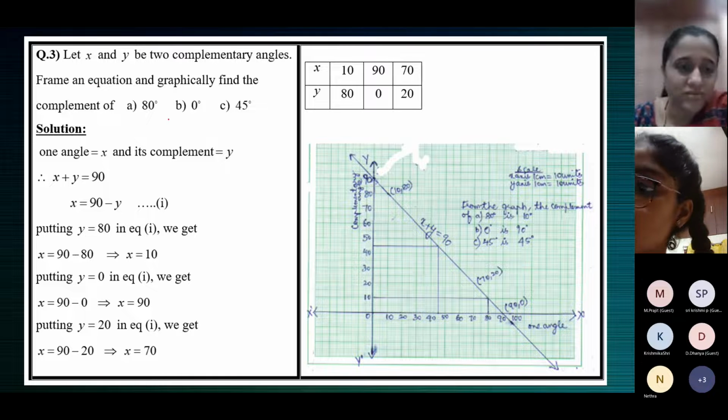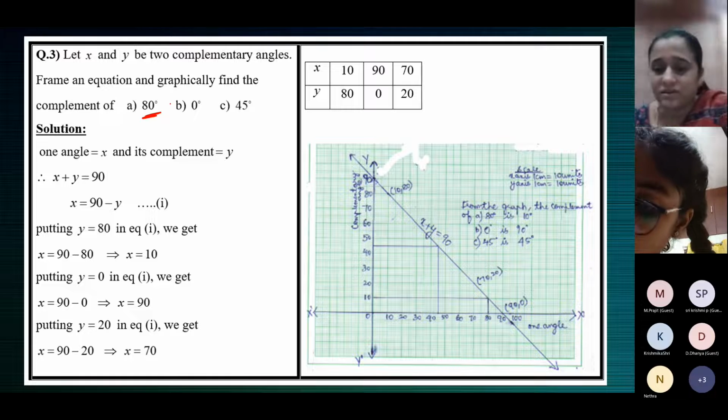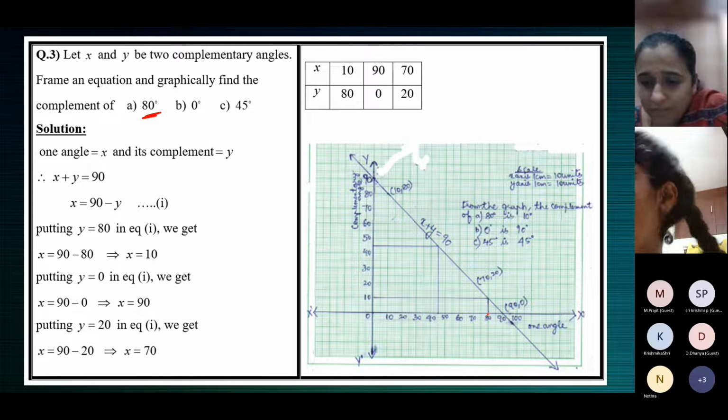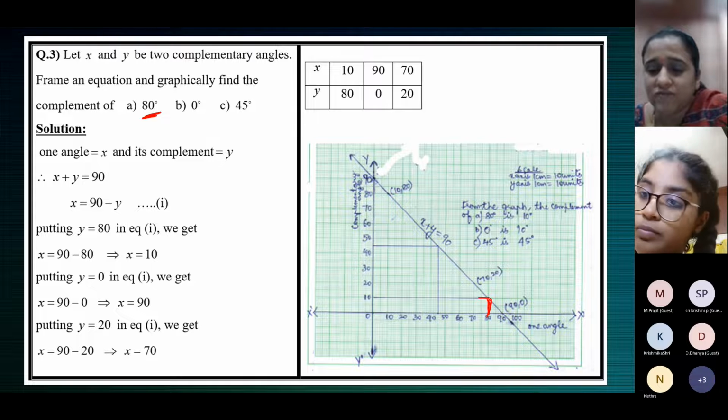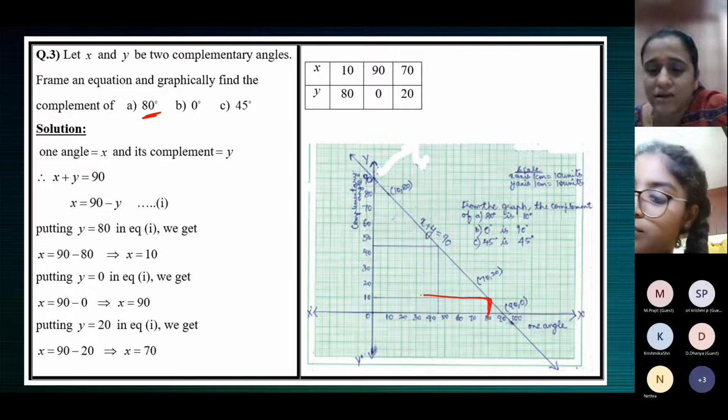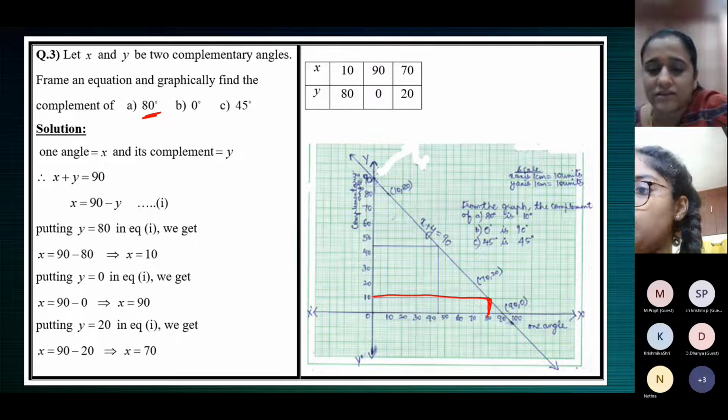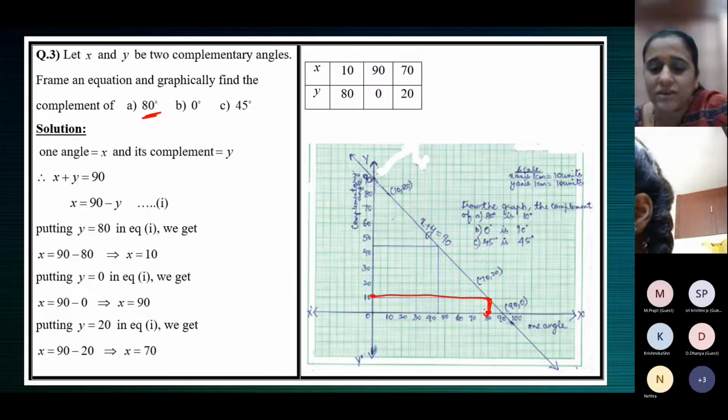Now you need to answer these questions from the graph. When x is 80 degrees, go straight up till you hit the graph line. You hit the graph line here. From there, you're drawing a perpendicular from the x-axis till you hit the graph line. And when you hit the graph line, draw a line parallel to the x-axis like this. So 10. When x is 80, y is 10. I've answered here: from the graph, the complement of 80 degrees is 10 degrees.